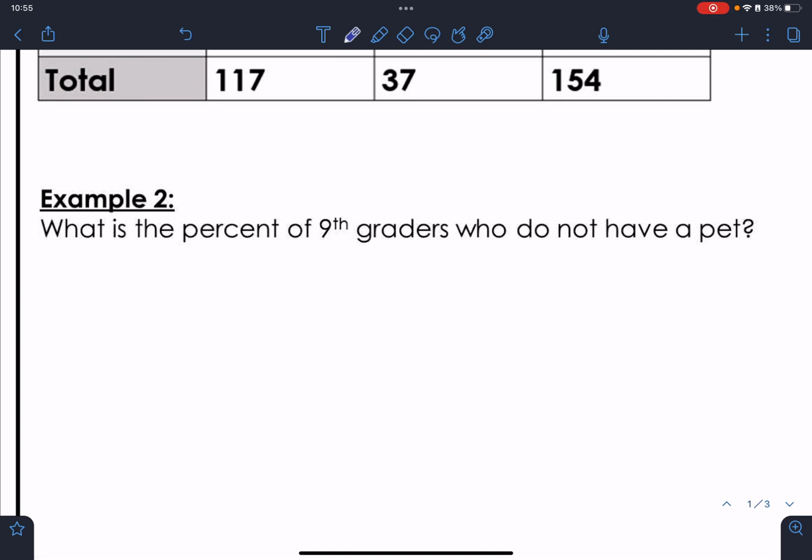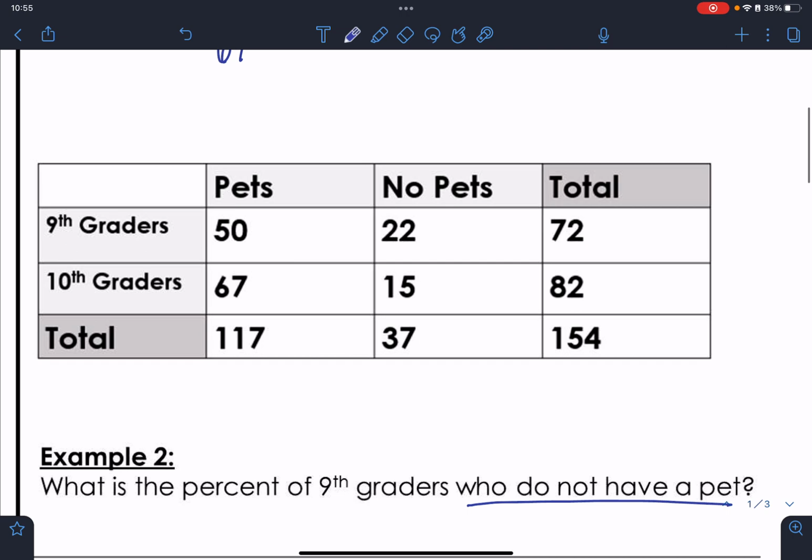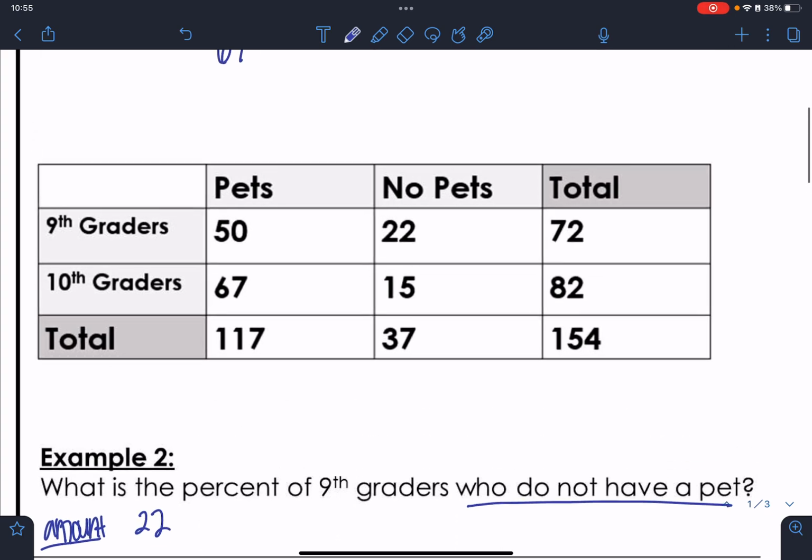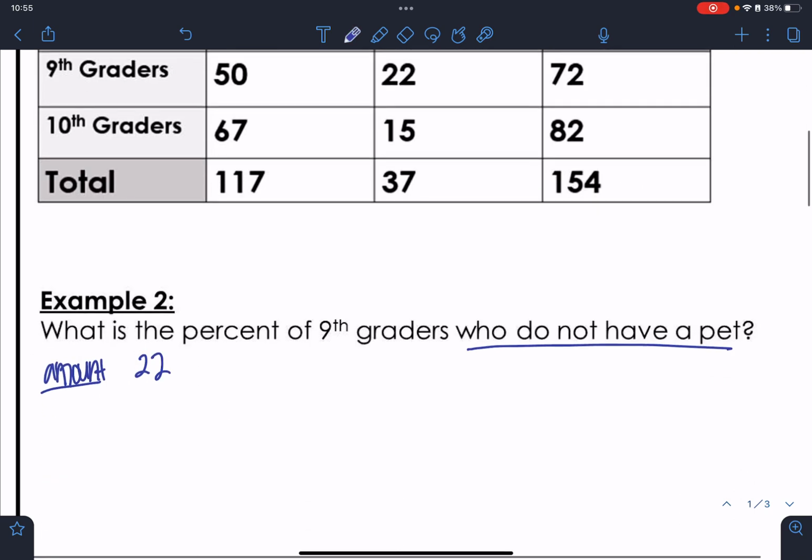It says, what is the percent of 9th graders who do not have a pet? So let's first answer the question. How many 9th graders do not have a pet? 22. Good. That's this one right here. So that's the number that's going to go on the top. When we're doing percents, the top is the amount over, and it asks what percent of 9th graders, so we want to know how many total 9th graders there are. 72. Good. So we look at the 9th grade column, 72 at the end. And so what do I need to do with those two numbers? Divide. Good.